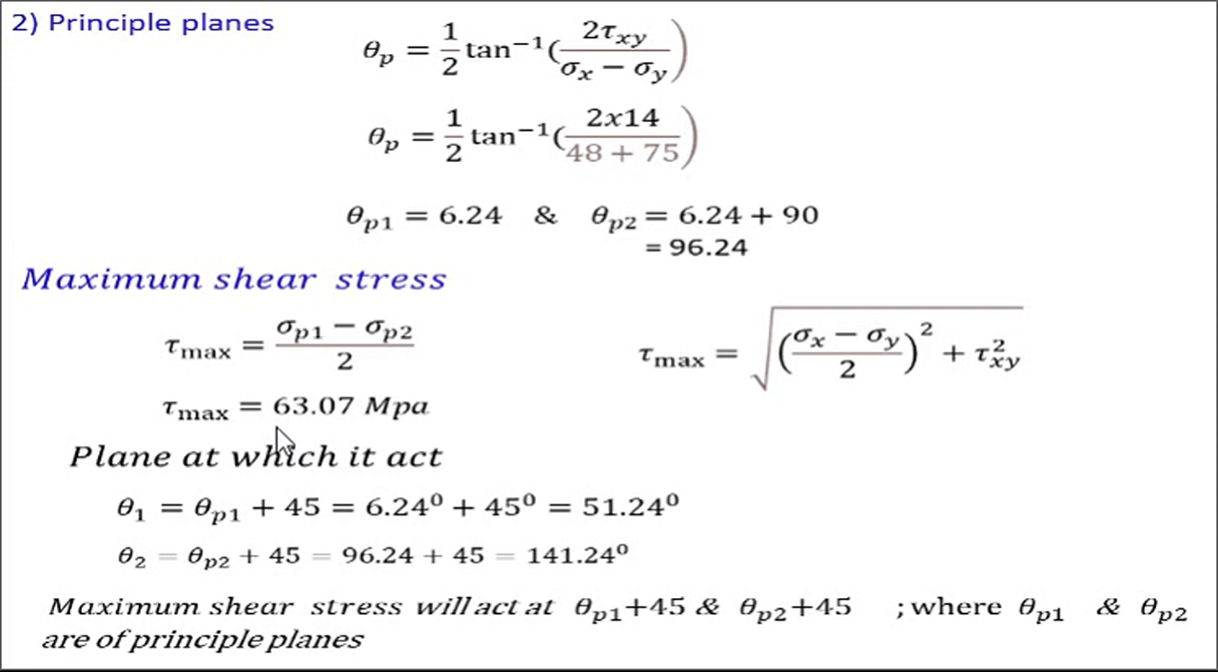Now we have to determine the planes on which these stresses are acting. First of all, we know that maximum shear stress acts on a plane whose inclination is 45° from the principal planes. So as per this concept, we can determine the planes: theta 1 is equal to theta p1 plus 45°. Theta p1 we determined as 6.24°. If you add 45, you will get the angle on which this shear stress is acting.